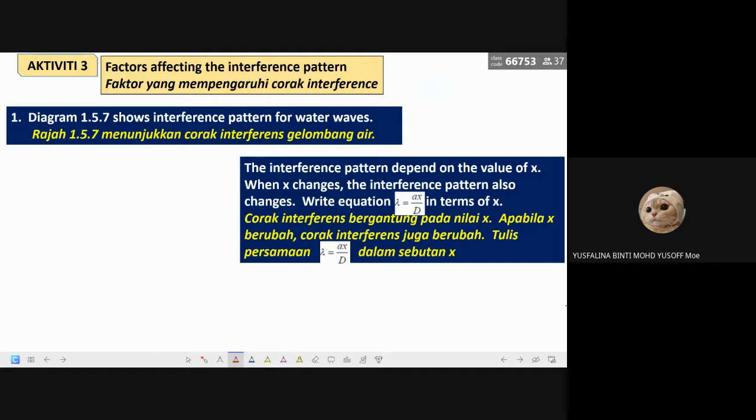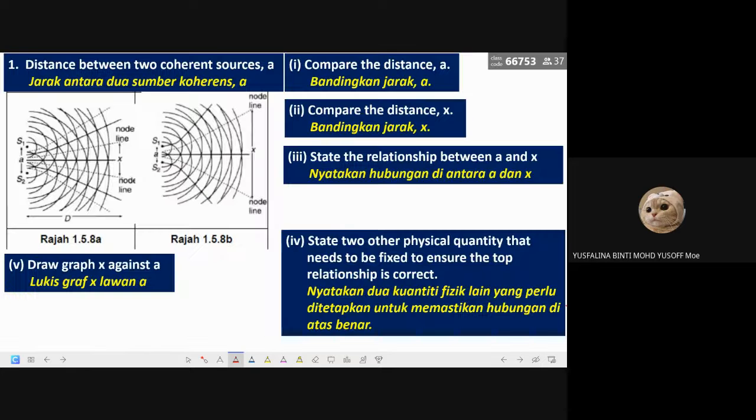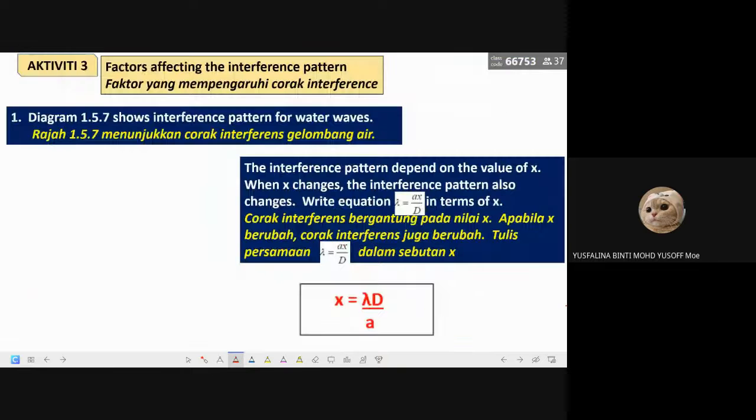The next part: what is the factor affecting the interference pattern? The interference pattern depends on the value of x. You already know the formula is lambda equals ax over d. So when x changes, the interference pattern also changes.